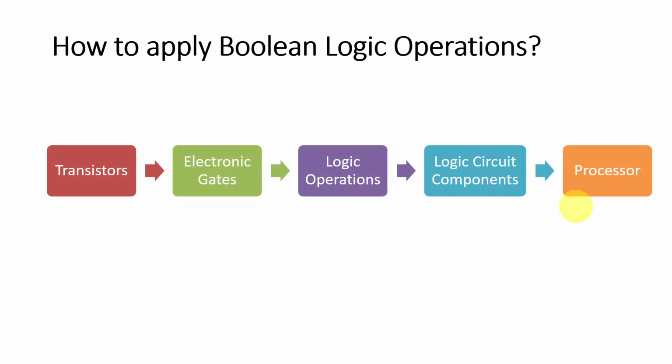We can look at the processing as different levels of things. At the very high level, we have the processor. Your processor consists of logic circuit components like adders, encoders, etc. These components consist of logic operators or the logic gates. And these logic gates are electronic gates, and these electronic gates can be built using transistors. So let's look at different levels.